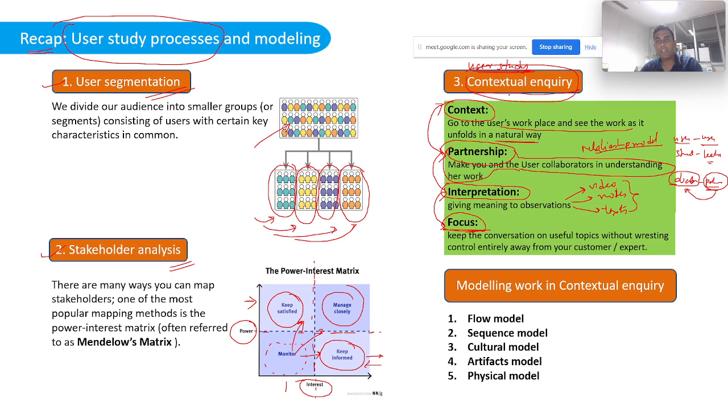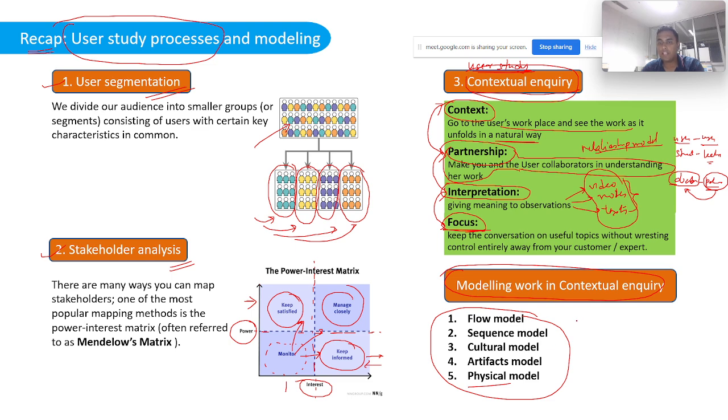Okay, so now in a contextual inquiry you may collect various kinds of data. Those can be video data, images, audio recordings, or notes, but there should be some way these pieces of information need to be recorded for future study and in a useful way. So for that, we model the information of contextual inquiry using five modeling techniques. There are five models that we discussed in our last class, which are flow model, sequence model, cultural model, artifacts model, and physical model.